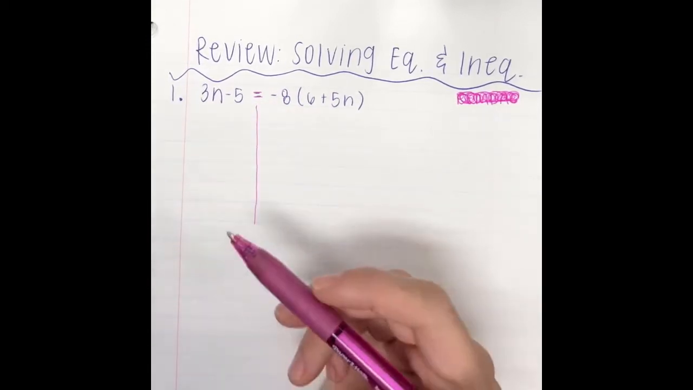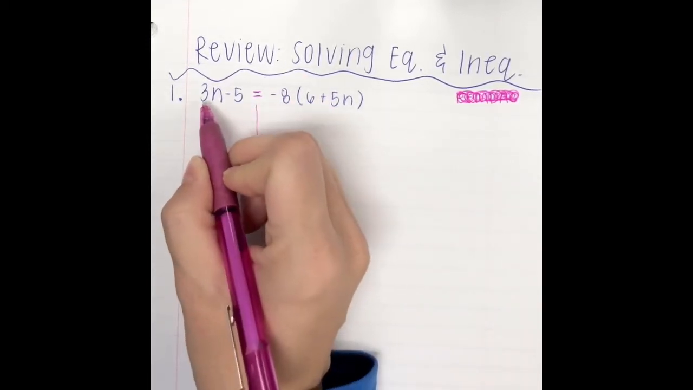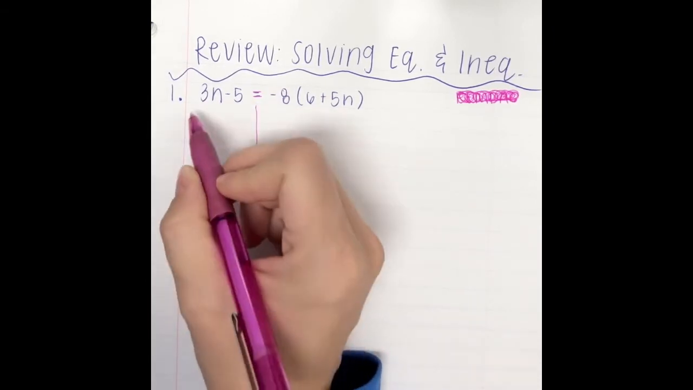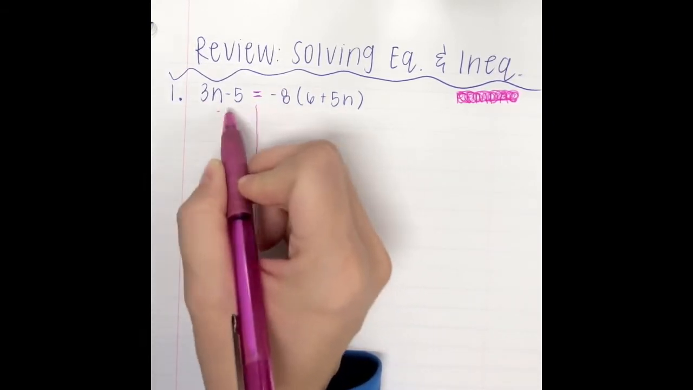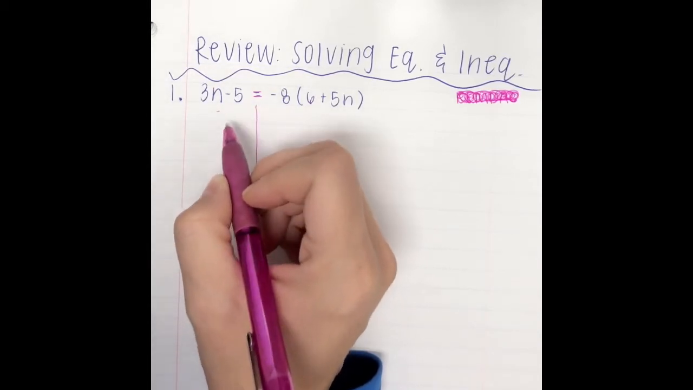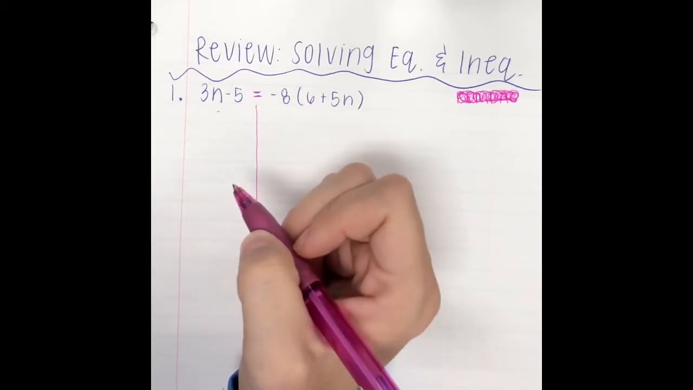right, okay? So on this left side, I have 3n minus 5. These are not like terms. I cannot subtract these. I cannot put these together. This one has an n, this one does not, right?